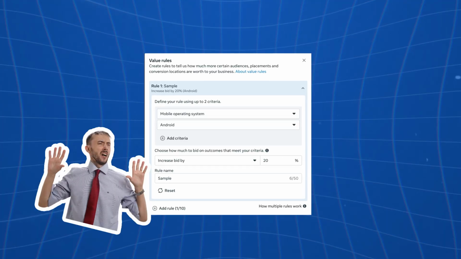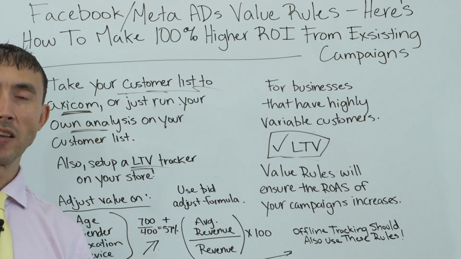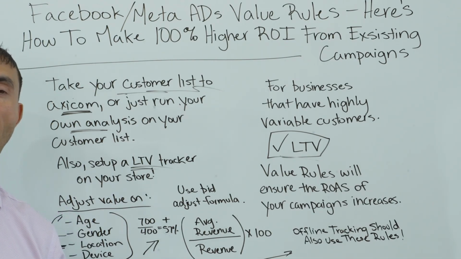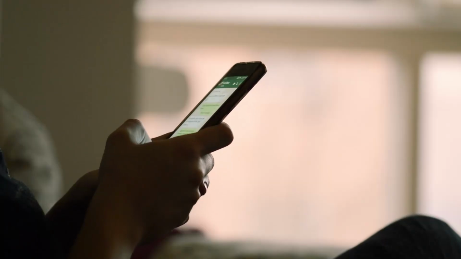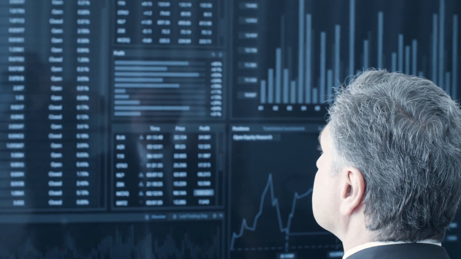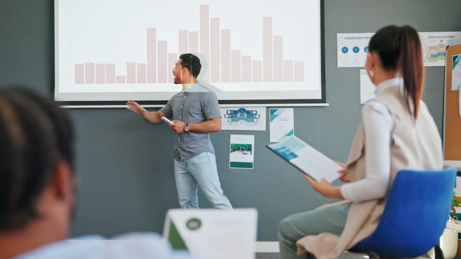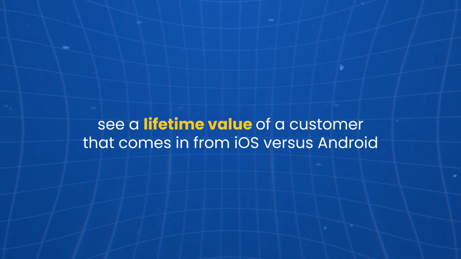Then you have the device in there, which I don't really use. I mean, there are some niche markets, I'm sure, where customers that come in on an iOS device versus an Android are going to be worth substantially more. You can figure that out using a specialized tool on your website to track customers and what device they come in on, put it into a log, and then when that customer comes through, you combine your data, and you're able to see the lifetime value of a customer that comes in from iOS versus Android.